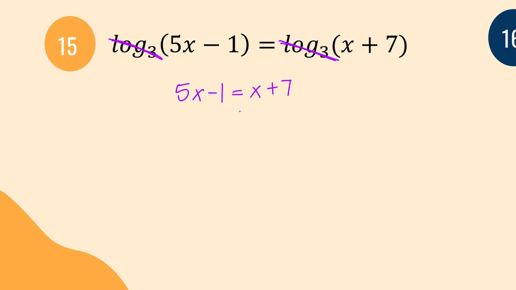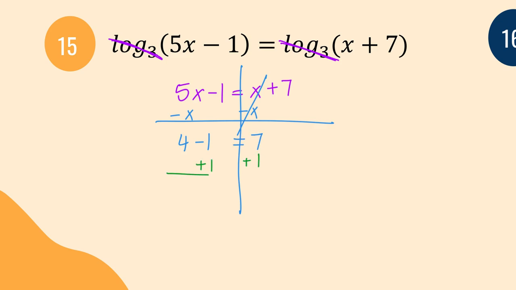I'm going to go ahead and subtract x from both sides of my equal sign. These x's are canceling out. I'm going to have 4x minus 1 equals 7. I'm going to add 1 to both sides of my equal sign. Oops, I forgot my x. And then I have 4x equals 8. And this one, you don't really need your calculator. All you're doing is dividing by 4 and x equals 2. Good.